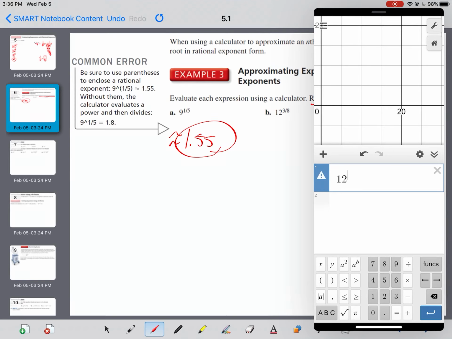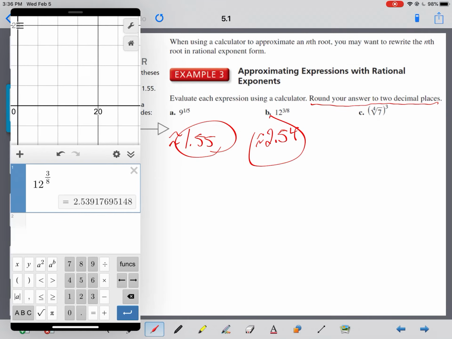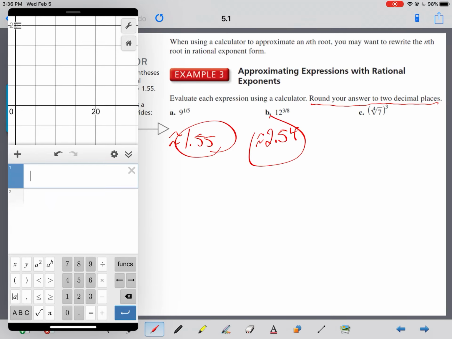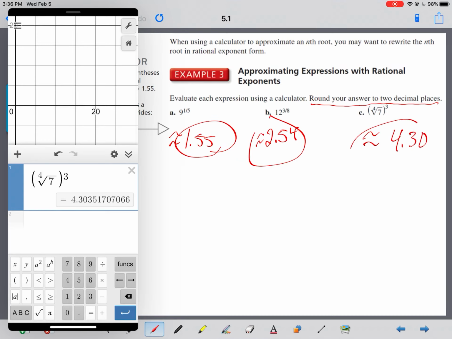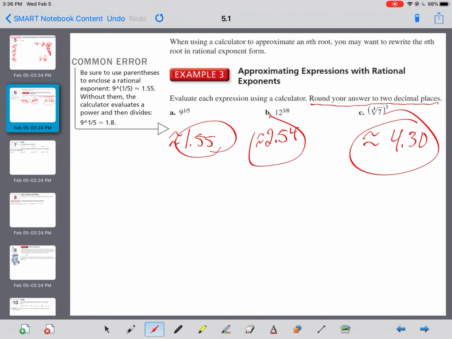Let's look at 12 to the 3/8. 2.5. The 3 is going to go up because 9 is 5 and above. Give it a shove. So 2.54 approximately. Okay, slide that over there. And they want us to do parenthesis, go into funcs, the nth root, the 4th root of 7 to the 3rd. It's approximately 4.30, because the 3 makes it stay where it is. That's what it takes to do it with a calc and approximately.